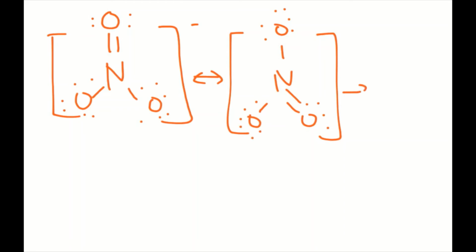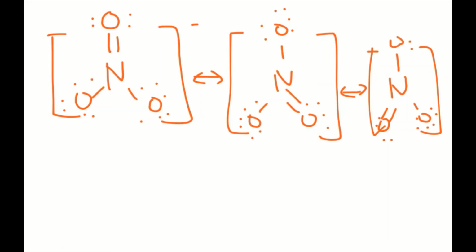And then the last resonance structure would look like this. And the double bond would be on the bottom left this time. And let me just draw this really quickly. And there you go. Let me put the minus signs as well. And these are the resonance structures for nitrate.